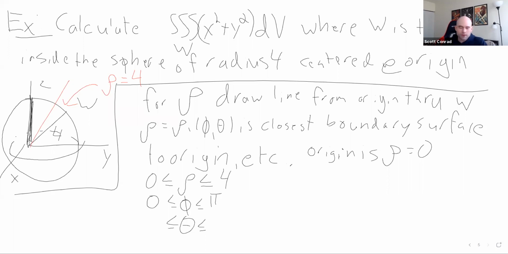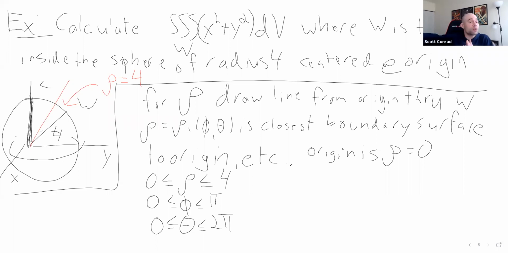And so theta, remember, tells us how much we go around the z-axis, how much we rotate around. So we're getting the entire sphere here. So we're going from 0 on the positive x-axis all the way around 2 pi back around to the positive x-axis, because we're getting the entire sphere here.